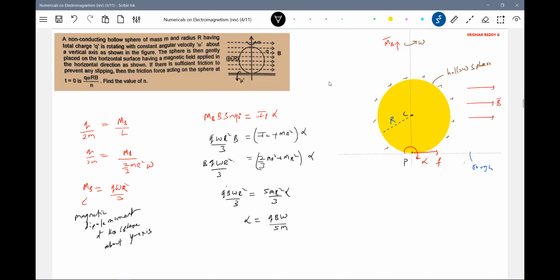Then what is the acceleration of the center of mass? a c should be equal to R alpha. So R into q b omega by 5m. Who will accelerate it? The friction. Equal to m a c.